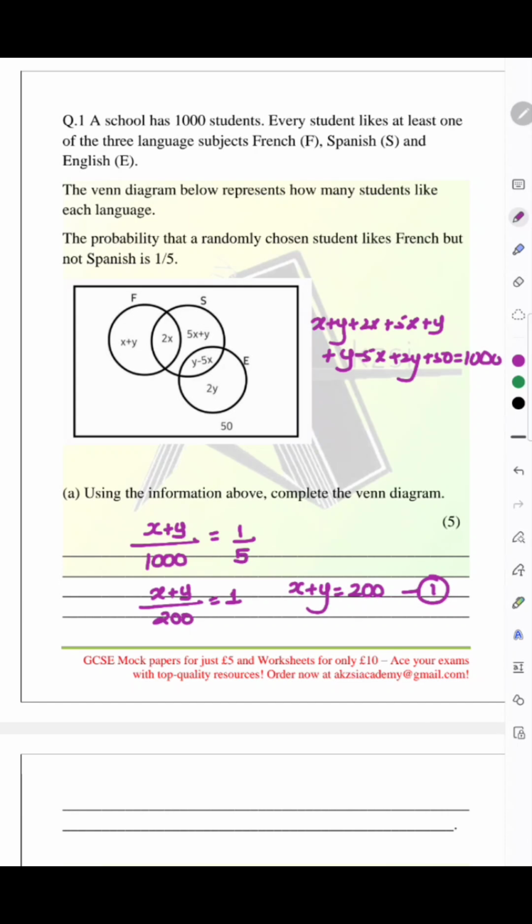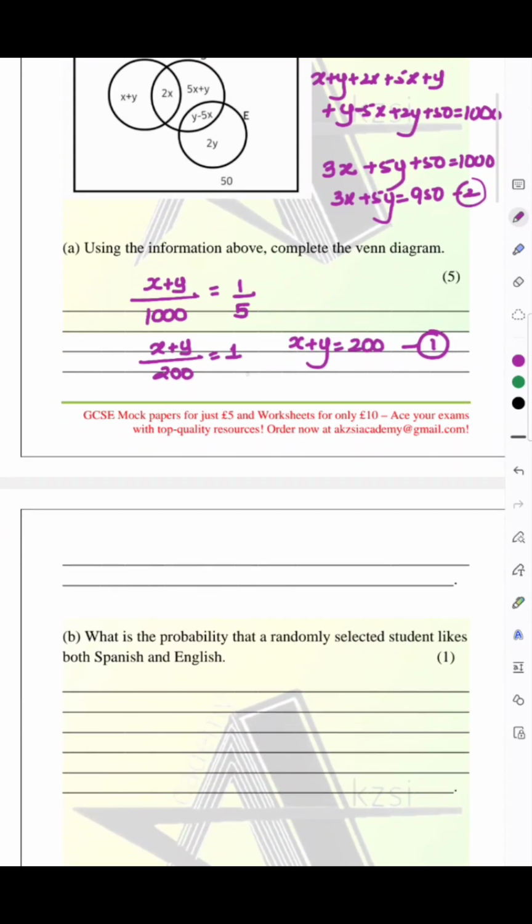From here, this will be x, 5x minus 5x. Okay, so this would be 3x. And if I add all y's, this will give me 5y. Plus 50 is equal to 1,000. 3x plus 5y is equal to 950. That's my second equation. Now I can easily solve either by elimination or by substitution. Let me do it by elimination.